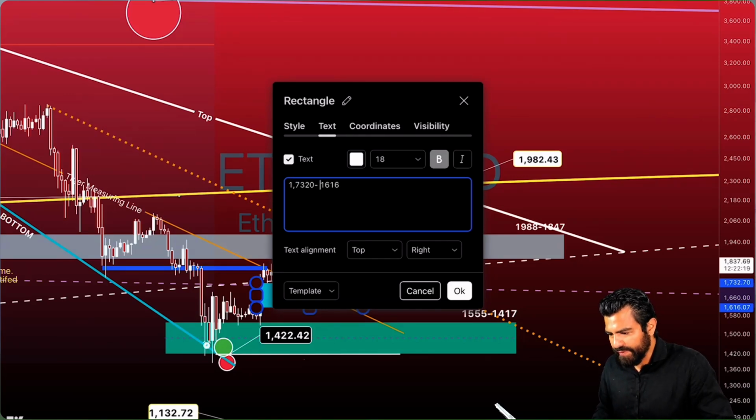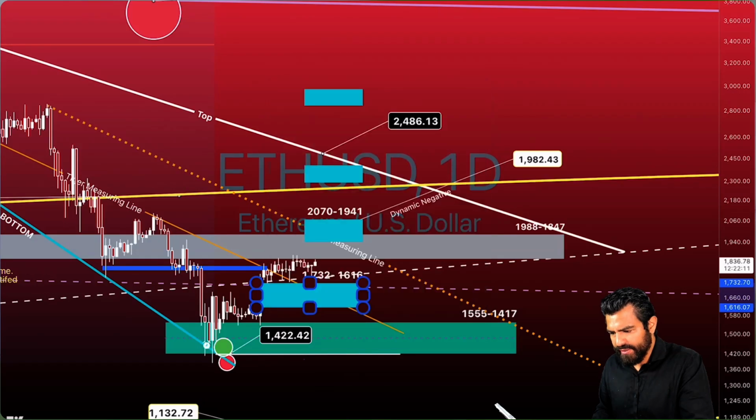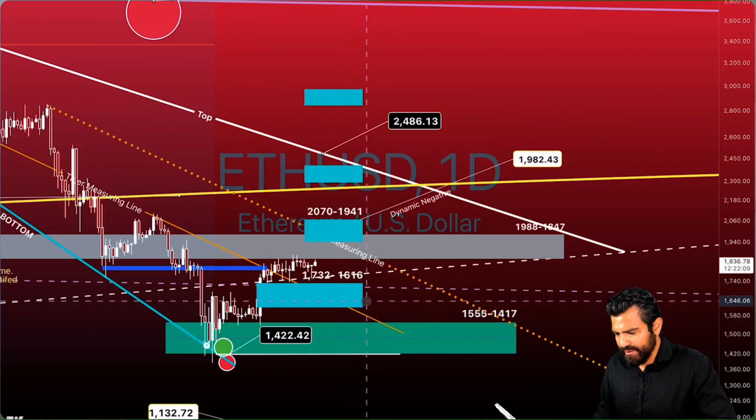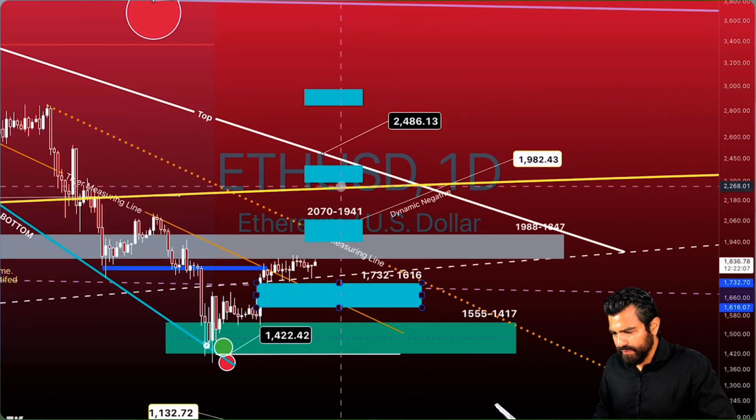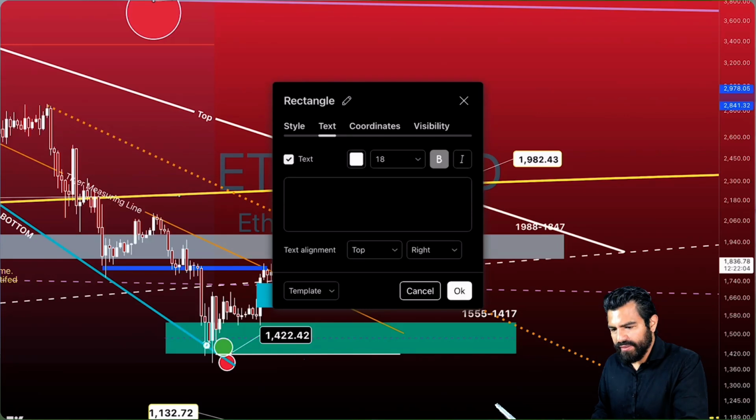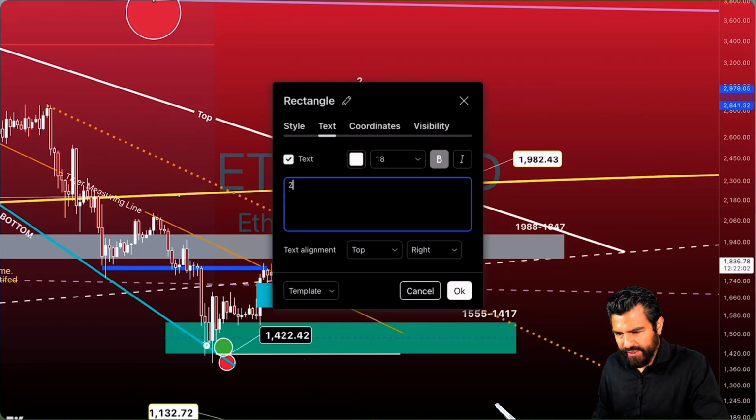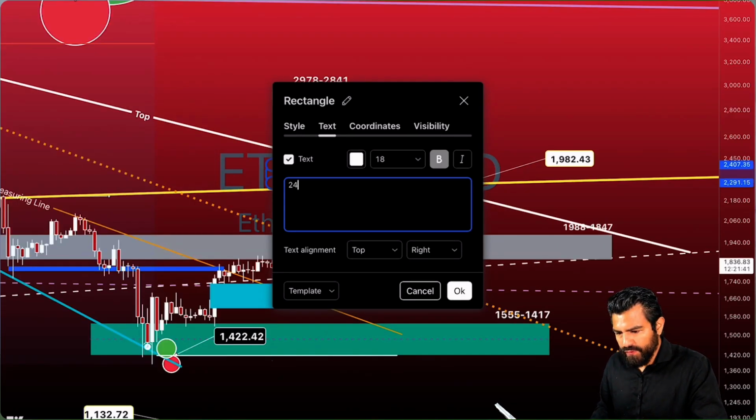Okay. Does anybody have any other questions for me regarding Ethereum? 1,732, 1,616. That's where price is sitting on top of. I will give you these other targets, and you can take a screenshot in just a moment. 2407, 2291.